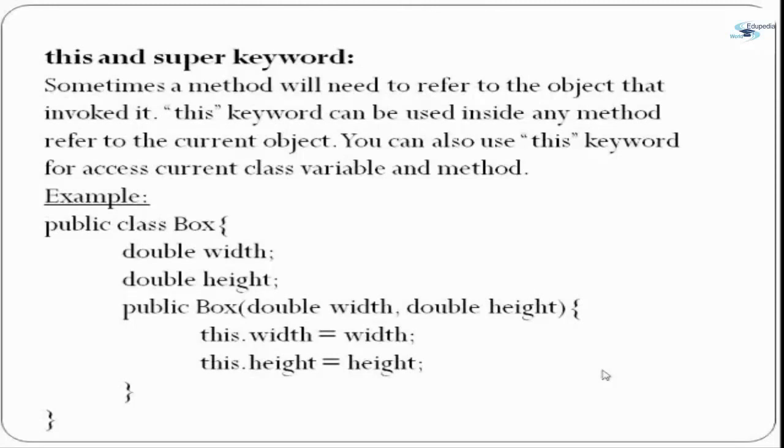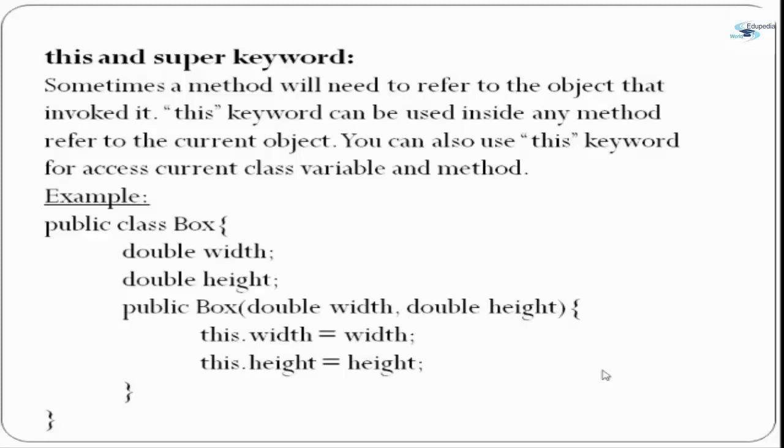So let's begin. Well, sometimes a method will need to refer to the object that invoked it. The this keyword can be used inside any method to refer to the current object. You can also use the this keyword to access the current class variable and method. For example, you can see we have a class Box and we are having two data members, width and height. And then we are having a constructor with double width and double height, where we are using the this keyword. We are using this.width equals width and this.height equals height.